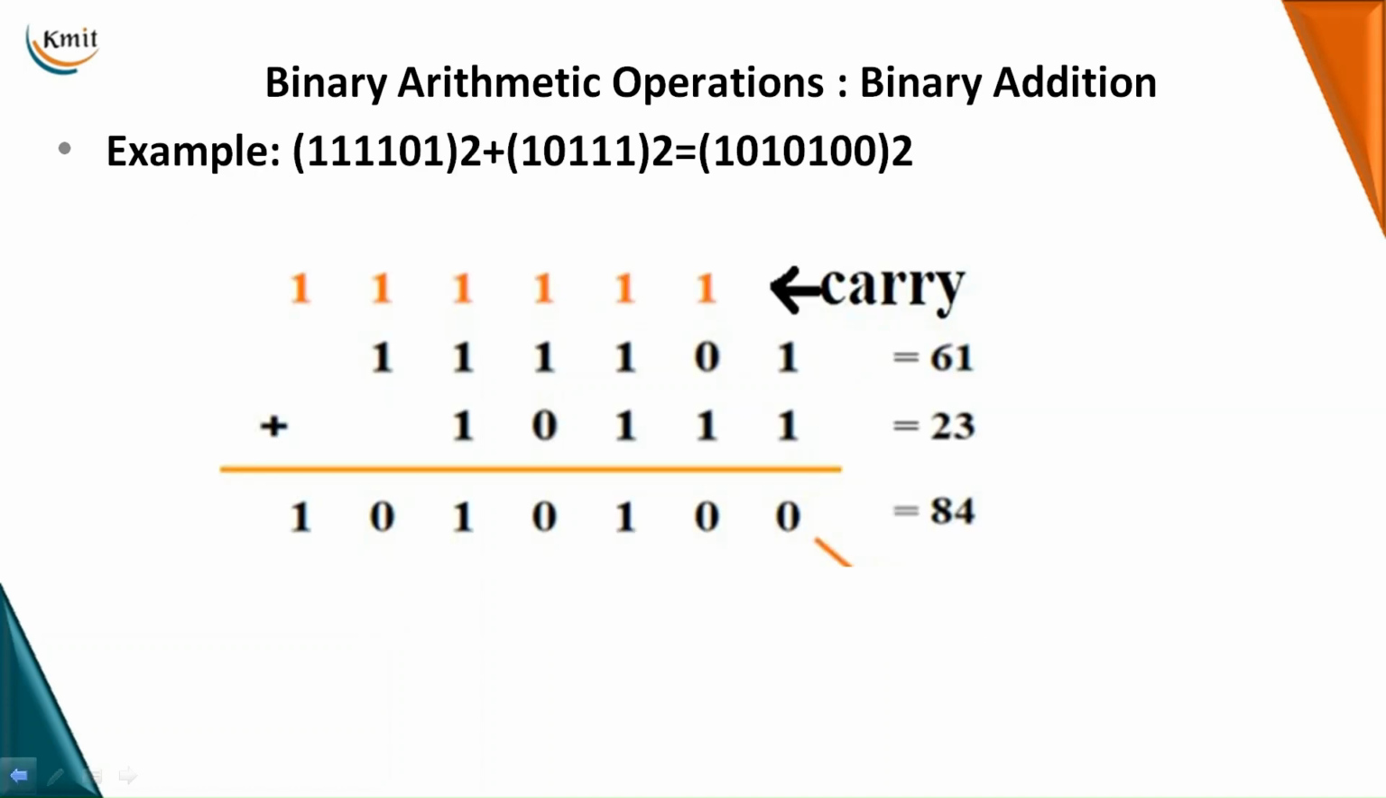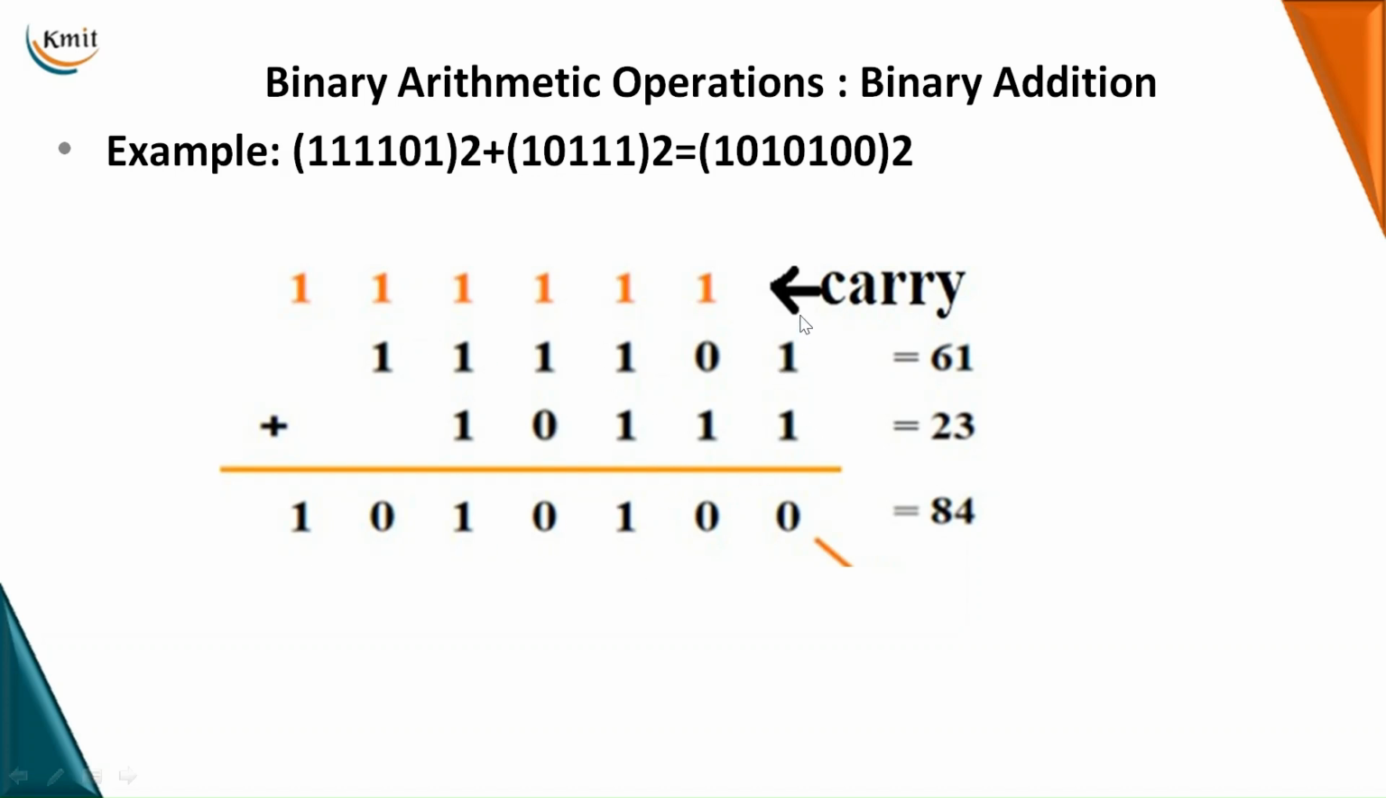So let us see an example of binary addition. I want to perform an addition operation on two operands. My first operand is 111101 and the second operand is 10111. We call one operand the addend and the other the augend. You are going to add these two, which will give me my resultant sum.